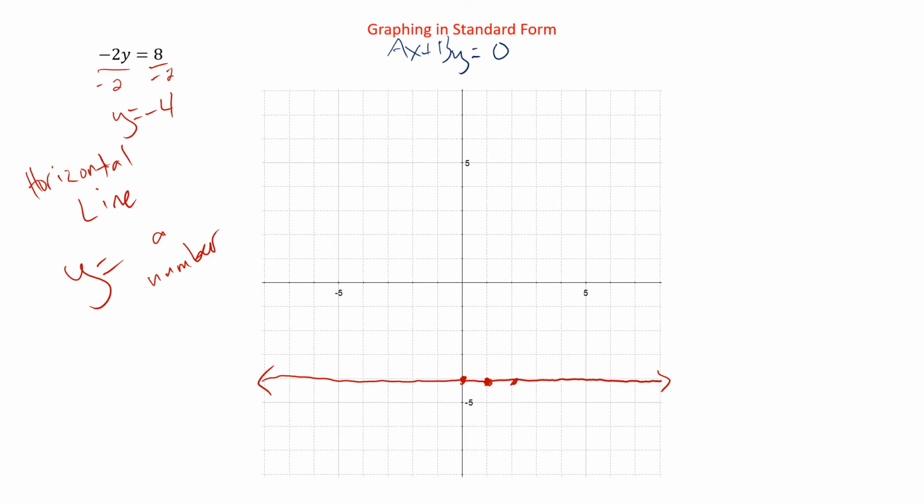What about if b equals 0? We'd have some number times x equals something because there's no y. Well, we can divide again to get x by itself. And so we get x equals 2. So when y equals 0, x equals 2. When y equals 1, x still equals 2. Y equals 2, x equals 2. In fact, it does not matter what y equals, x will always equal 2. And so when we have x equals a number, we get a vertical line.